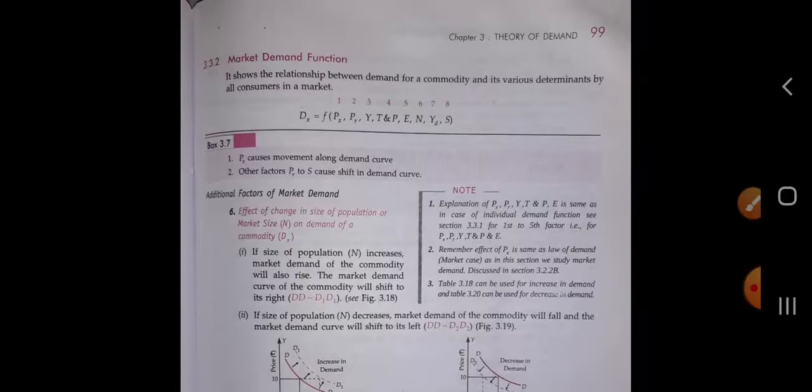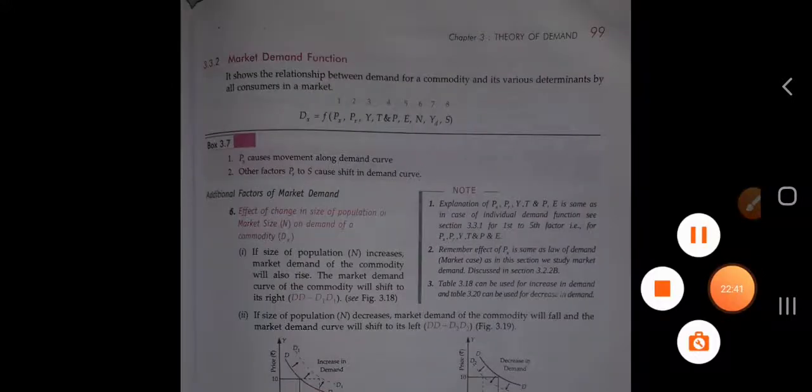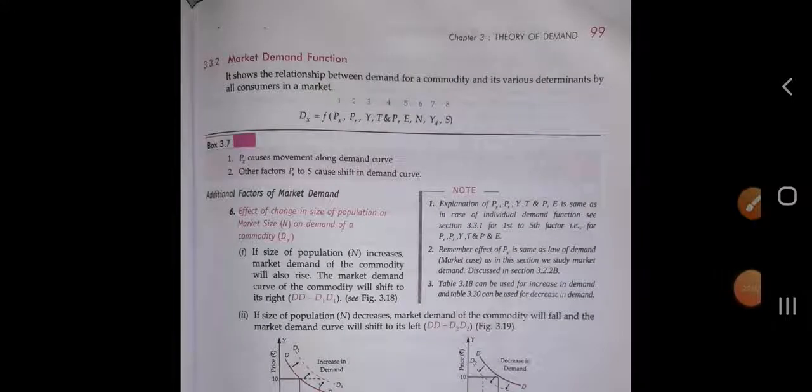Next is the market demand function. Till now we have studied the individual demand function. Demand function is the relation between the demand of the commodity and the different factors which affect the demand. There are two kinds of demand function: individual demand function and market demand function. We have completed all the factors determining the individual demand function. Now we are going to start the market demand function.